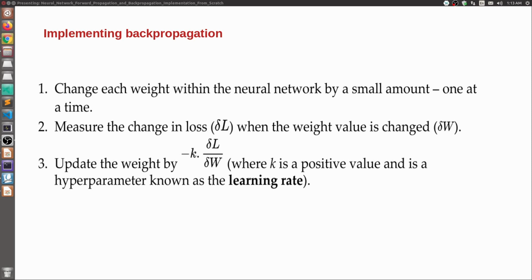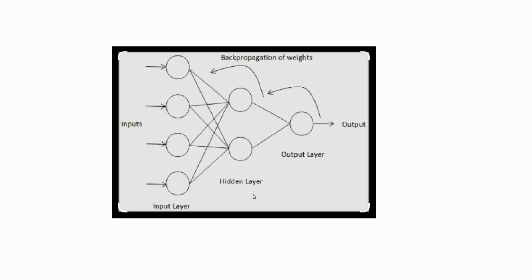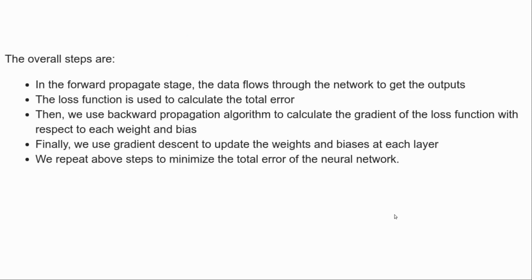So for now, let's go over the main steps of the whole process. This is the overall set of steps. In the forward propagation stage, the data flows through the network to get the outputs. The loss function is used to calculate the total error. Then we use the backward propagation algorithm to calculate the gradient of the loss function with respect to each weight and bias. Finally, we use gradient descent to update the weights and biases at each layer. We repeat the above steps to minimize the total error of the neural network.